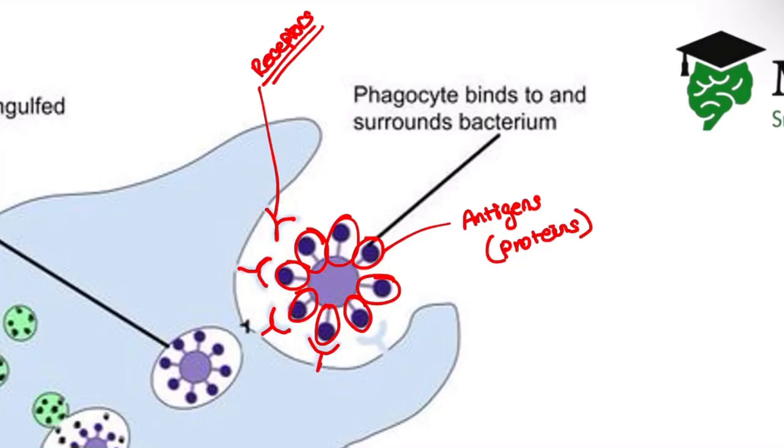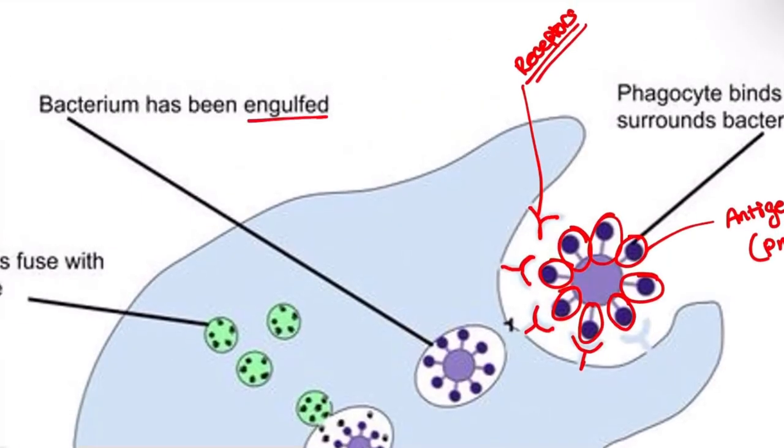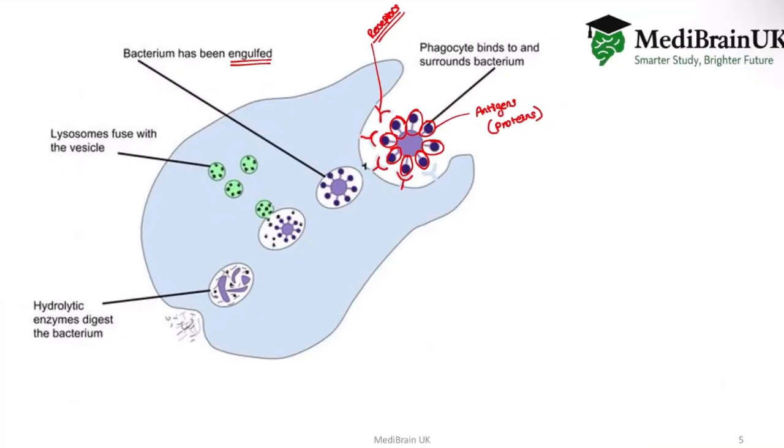Once it's bound, the receptor has been activated, which means the phagocyte can take in the pathogen. This phagocyte will surround the bacterium and engulf it. You need to use that keyword: pathogen is engulfed. So that's what's going to happen first.